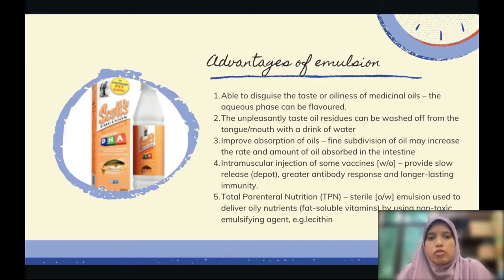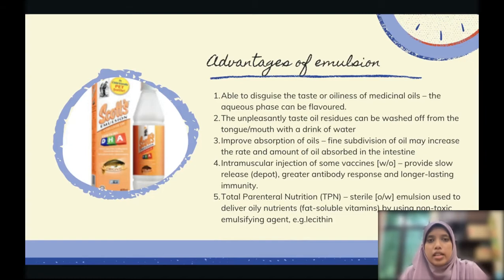Emulsion will also help to improve the absorption of oil, as the oil droplets are now finely divided, okay, into small droplets. This will increase the surface area and subsequently will increase the rate and amount of oil absorbed in the intestine. The intramuscular injection of some vaccines in the form of water in oil emulsion will provide slow release or depot for the formulation, and hence there would be a greater antibody response for the vaccine given. Total parenteral nutrition, as an example, is a product that is formulated in the form of emulsion.